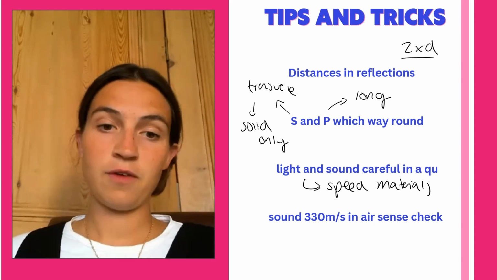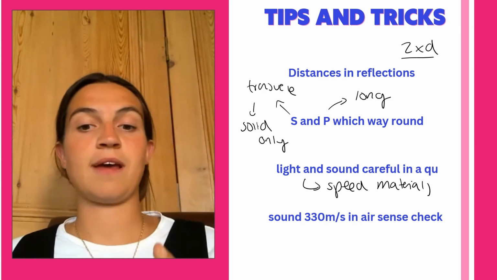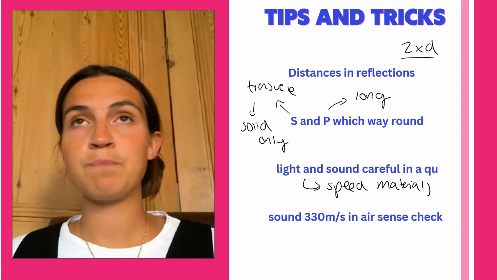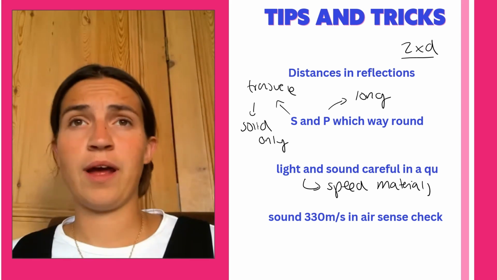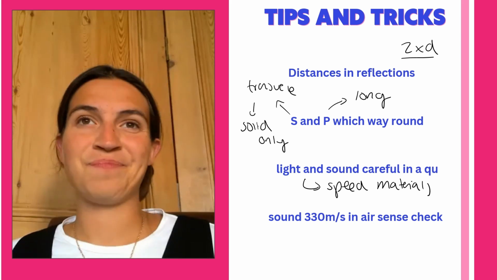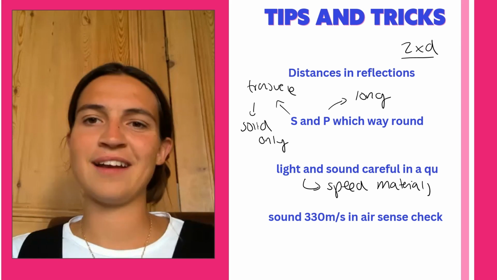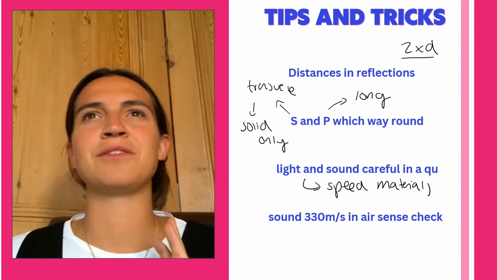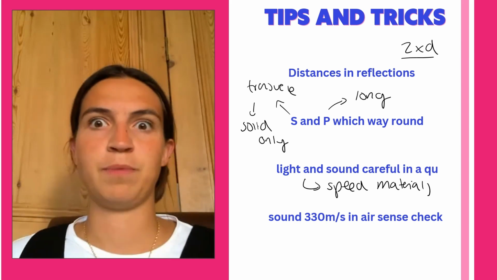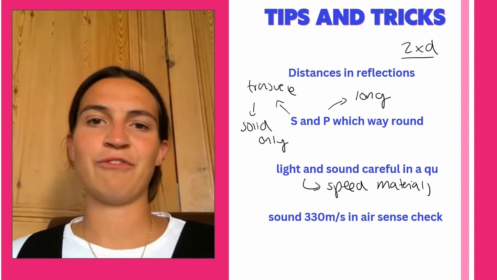Just to have in the back of your mind that sound travels at 330 meters per second in air as a sense check. So if you get any kind of sound wave and it's traveling faster than that, but it's in a solid material, then that makes sense. But if you get something that's traveling slower than that in a solid material, then you might want to think, okay, have you done part of your calculations wrong? So it's just as a helpful check for your answers.